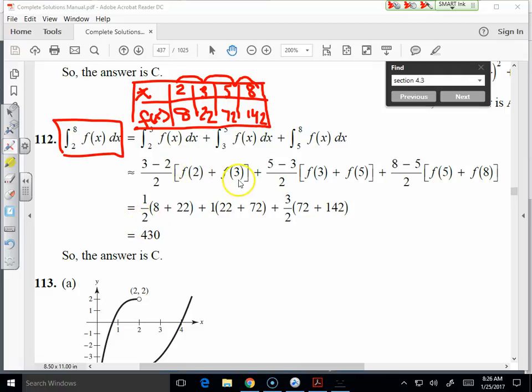Why are they choosing f of 2 and f of 3? Isn't that height 1 plus height 2? So, for the first trapezoid, we use the change in x's for the base, 3 minus 2, and we use height 1 plus height 2. We use each of those f of x values. So then for the second one, change of x is going to be the base. 5 minus 3 is the base. Height 1 plus height 2, f of 3 and f of 5, plus change in x for the base, height 1 plus height 2, f of 5 and f of 8. Does that make sense, guys? Then we just plug and chug from the table, and 430, C.